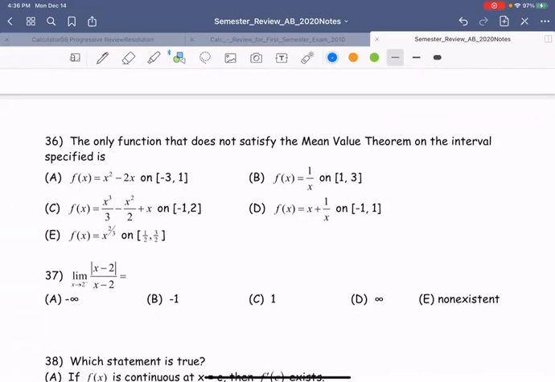Mean value theorem. Well, you are looking for the one that is not continuous on the interval, right? This one is okay. This one is okay. That one is okay. That one is also okay. The only one you have trouble with is this one, because 0 is inside here, right? Yes, 0 is between this and 0 doesn't exist.